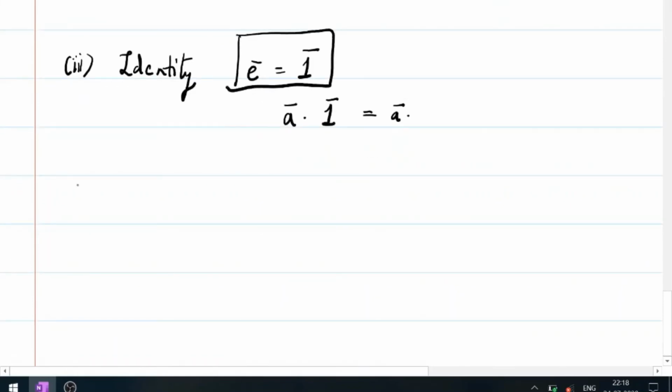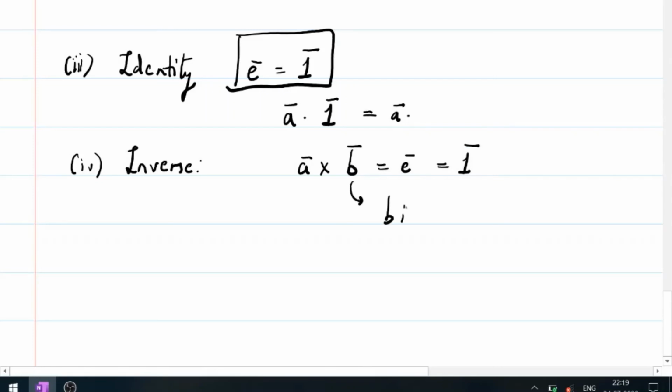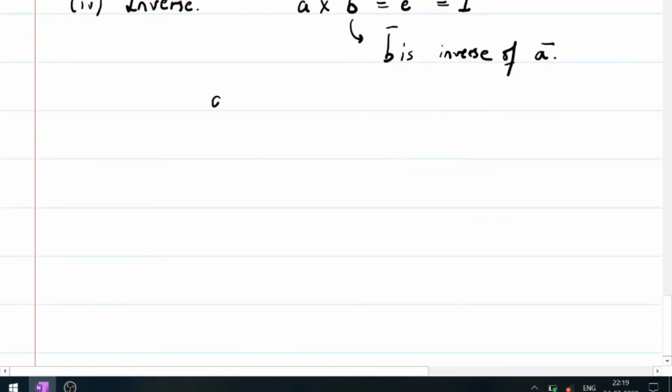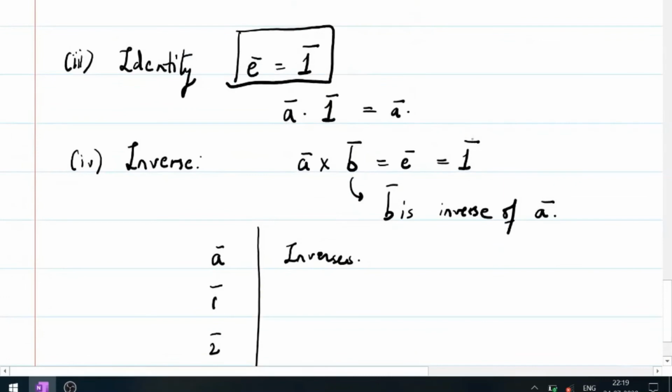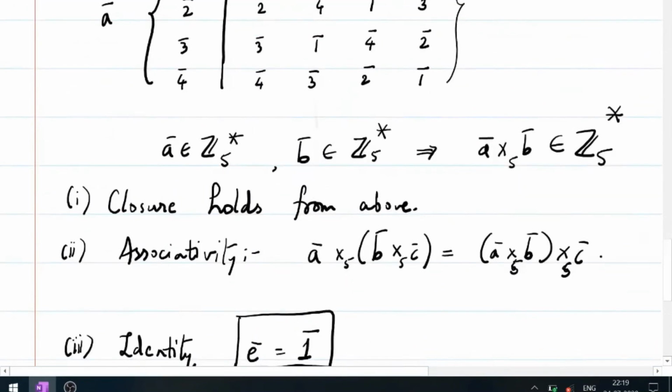And the last thing is the inverse. a bar should be multiplied by b bar so that you will get the identity, but the identity is 1 bar. So this b bar is the inverse of a bar. So if I write the elements in my table a bar as 1 bar, 2 bar, 3 bar and 4 bar, these are elements of Z5. These are the inverses. So how do we check the inverses? We will go back into the table and find out where the identity came.